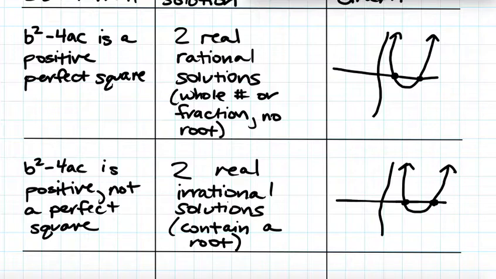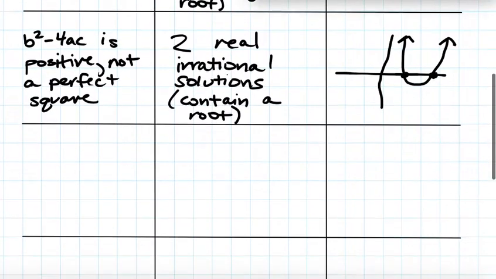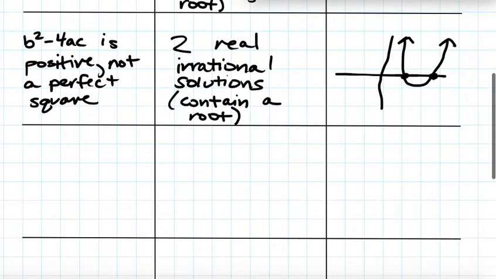So b squared minus 4ac, if it is positive, then you have to look at whether the number is a perfect square or not. If it is a perfect square, 2 real rational solutions. Not a perfect square, 2 real irrational solutions.